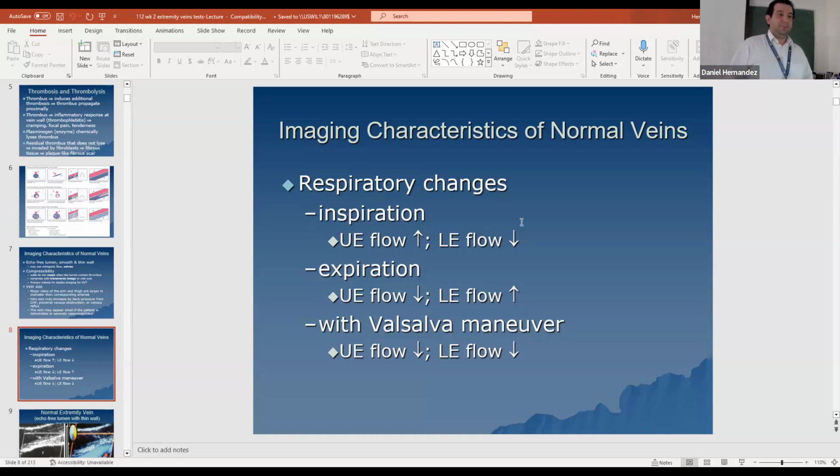So it increases flow. Then just flip it with expiration. Expiration, diaphragm going up. So now you have higher thoracic pressure because it's squeezing the lungs. That's going to decrease the upper extremity flow. But now you have a nice lower pressure environment in the abdominal cavity. That's going to promote flow coming up the legs, so it's going to increase lower extremity flow. And then Valsalva, we're increasing both abdominal and thoracic pressures at the same time. So that decreases or eliminates flow in both the arms and the legs simultaneously with Valsalva maneuver.